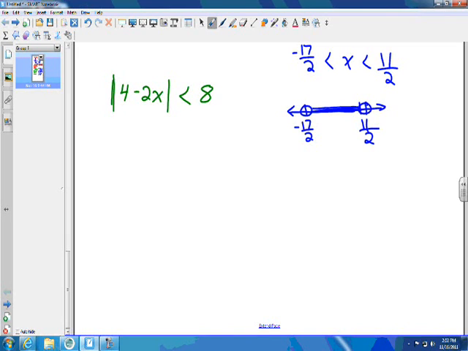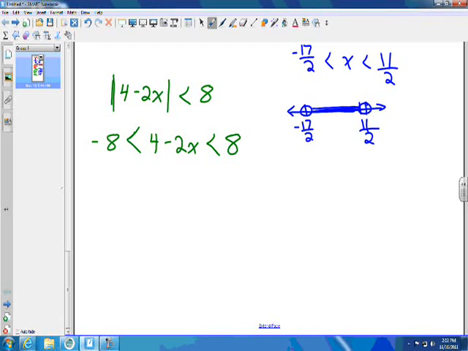Absolute value of 4 minus 2x is less than 8. It's the absolute value by itself. What's followed? Less than, so we know it's an and, so what goes over here? Negative 8 is less than 4 minus 2x, which is less than positive 8, so nothing different yet.